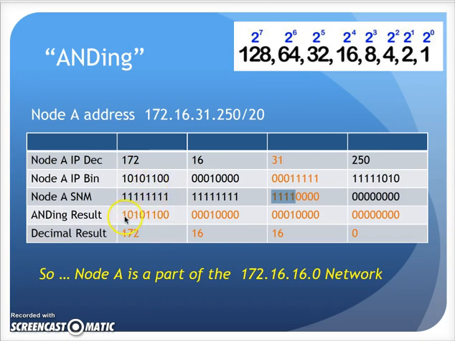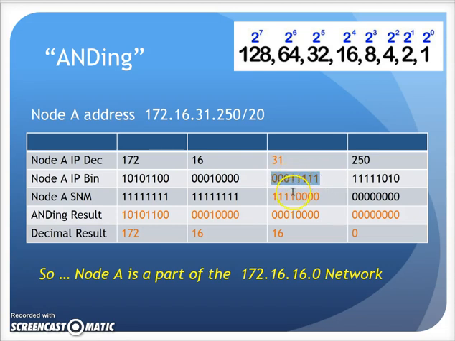So I'm literally going to end up with the same number down here because I'm ANDing with all ones. The second octet will be the same thing. 16 ANDed with all ones is going to yield 16. The third octet is a little different. 31 is this number right here.